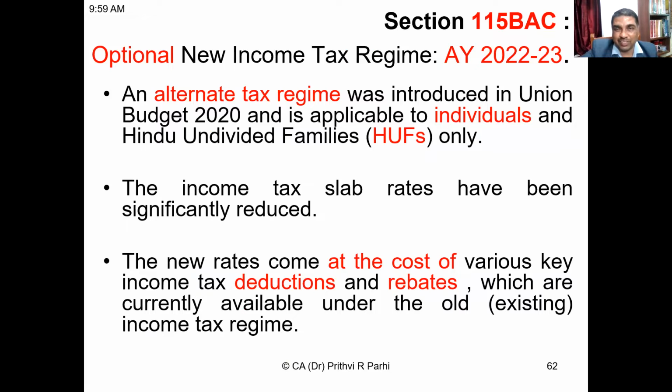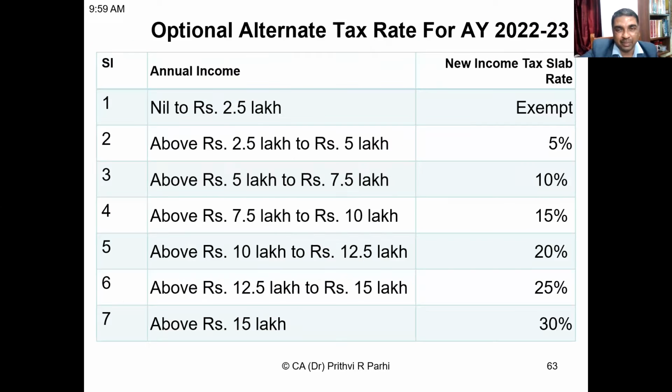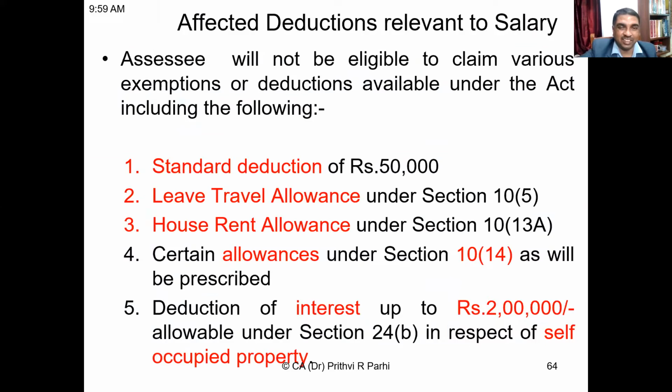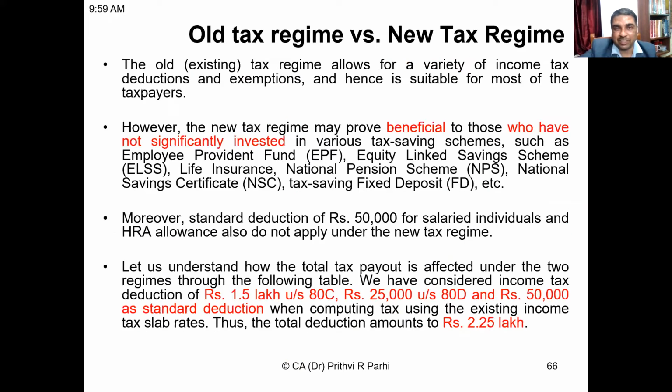And this is one more optional scheme, 115BAC. Individuals and HUF can opt for this scheme, where the rate of tax, you can see, is relatively lower. But what is the disadvantage of this new scheme, 115BAC? Though tax rates will be lower, the individual or the Hindu undivided family won't be getting benefits such as rebates or any kind of deduction. Certain deductions and certain rebates will not be allowed. These are some examples of those which are not allowed. In the previous class, we had discussed this.